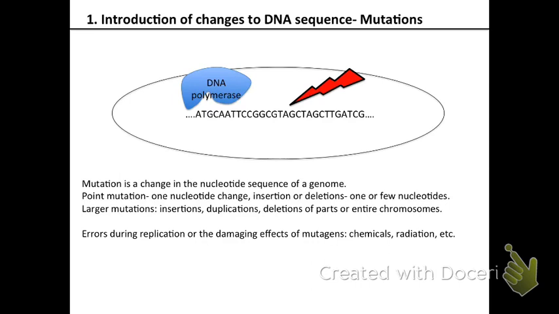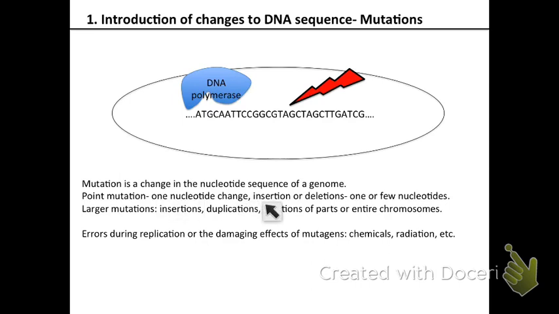These mutations can be caused by damage coming from the environment, or due to DNA polymerase making errors during replication. So a mutation is basically a change in the nucleotide sequence of the genome. There are different kinds of mutations, and this is some of the terminology that you will hear. Point mutations are those where only one nucleotide changes.